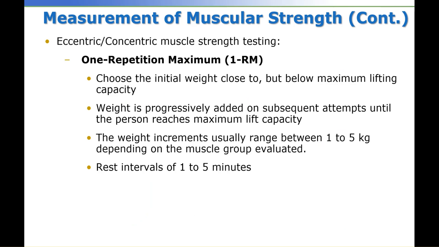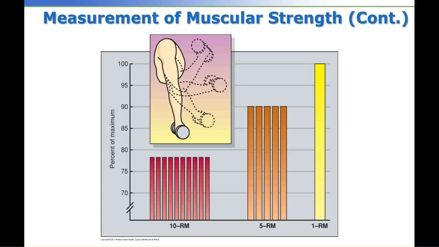Eccentric, concentric muscle strength, you have one rep max. So you choose an initial weight below max lifting capacity, and you keep adding 1 to 5 kilograms, with a rest of 1 to 5 minutes between sets. So you add progressively to the previous attempt until the person reaches max lifting capability.